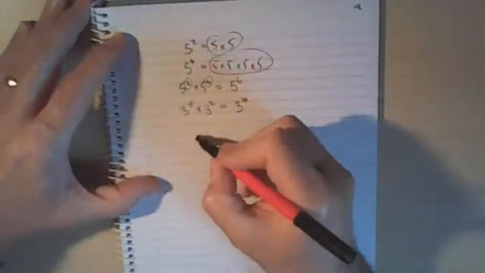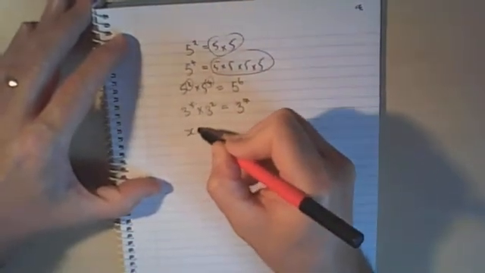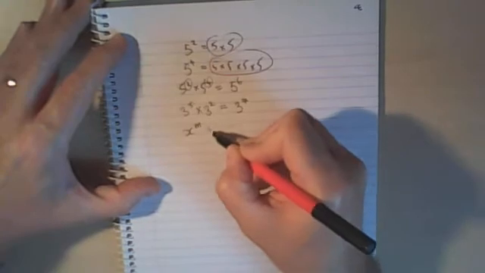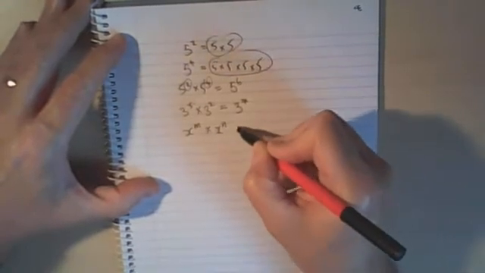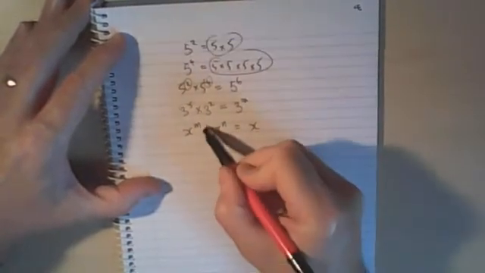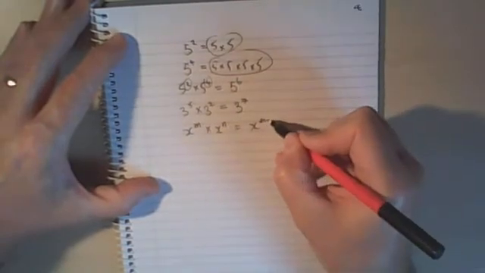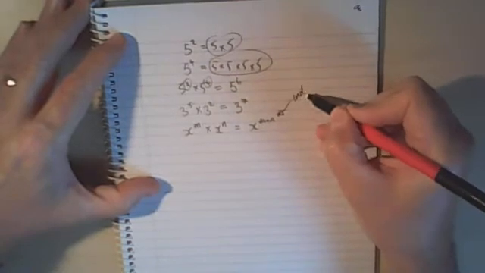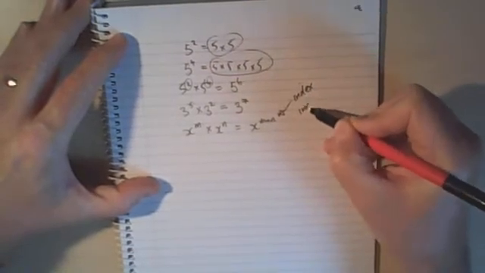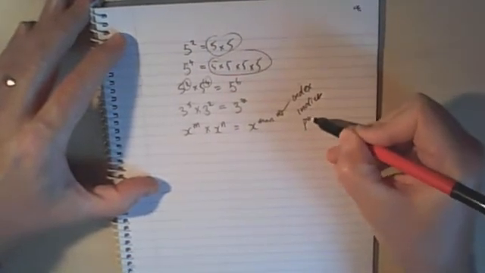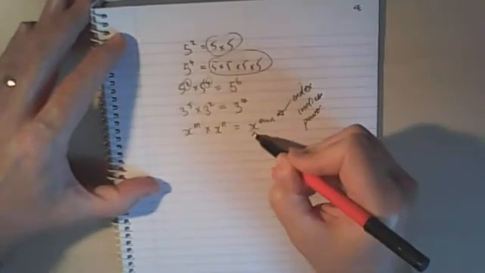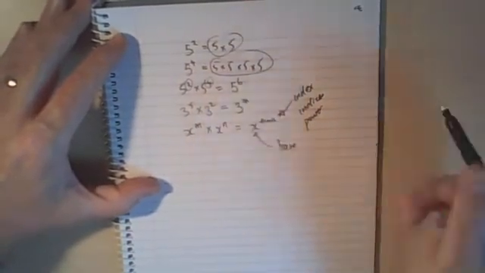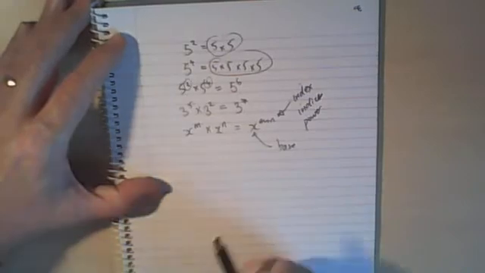That can be written in a general form algebraically. x to the power of m times x to the power of n is the same as x to the power of these two numbers added together. Now this here is called the index, or indices, or power, and this here is called the base. If you notice, they need to have the same base number.